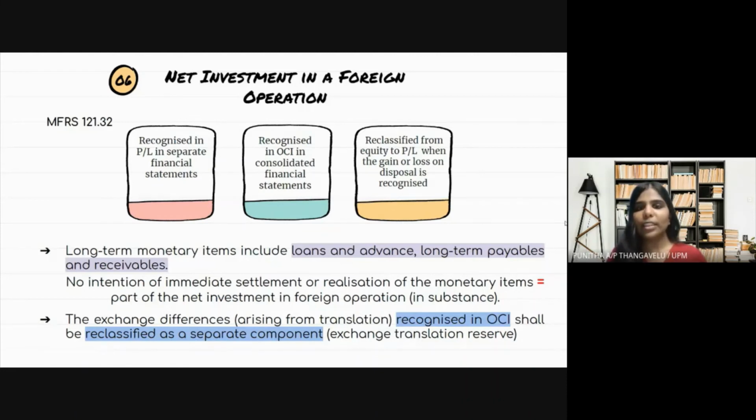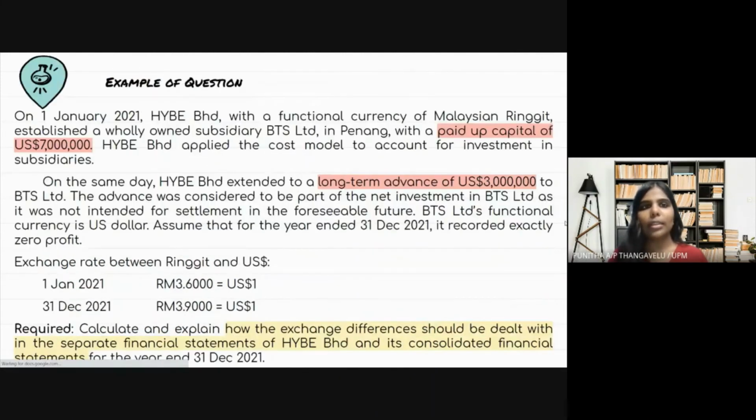The exchange differences recognized initially in other comprehensive income should be classified as a separate component, referred to as the exchange translation reserve, in the statement of changes in equity. Now, let us look into the example question.